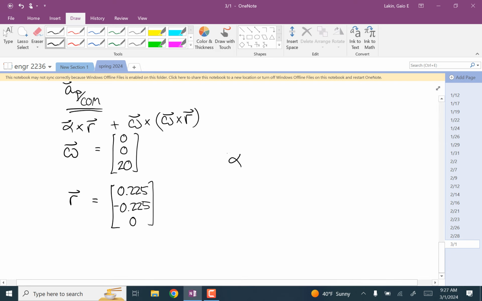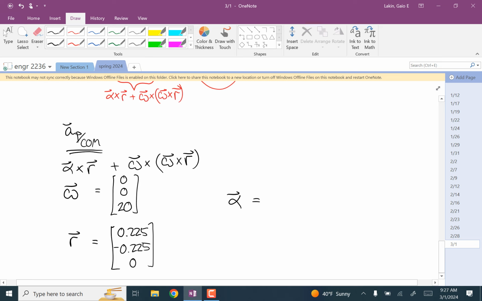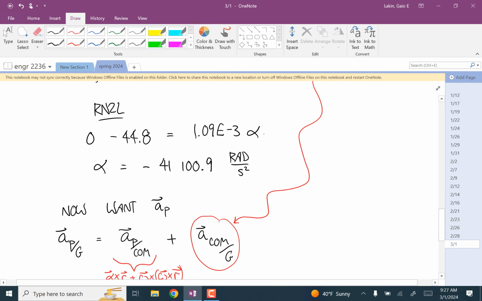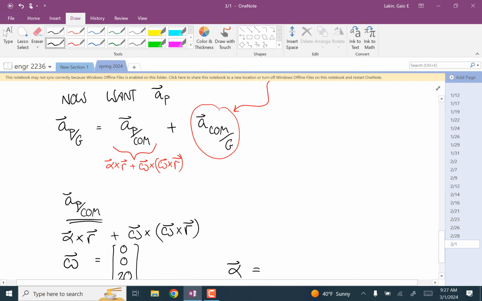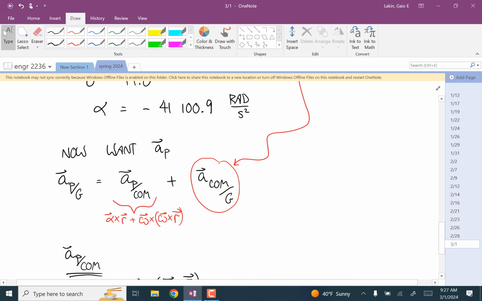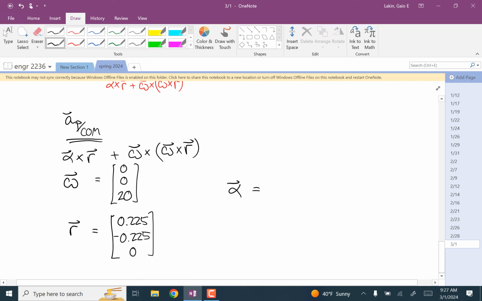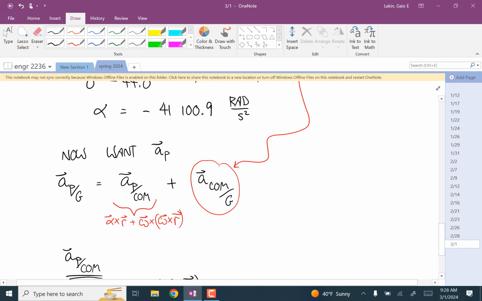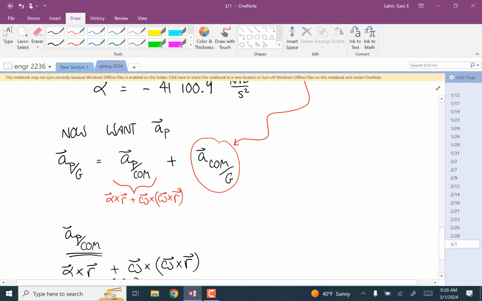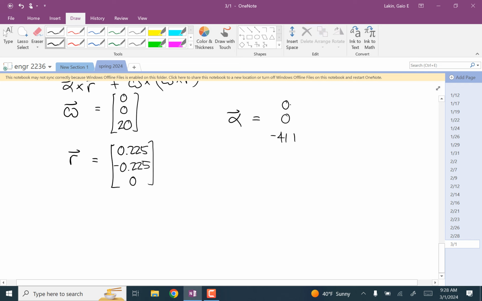And then alpha, this is the one that we calculated from the kinetics. This is the only thing we needed all those steps of the kinetics for in this calculation. Well, that's not true. We also needed to know the acceleration of the center of mass. But alpha is 0, 0, and then in the Z direction, negative 41,100.9.